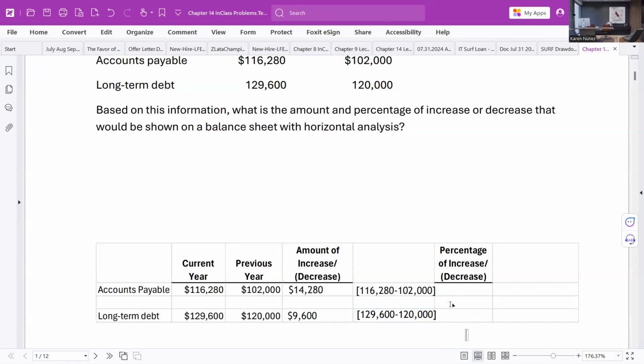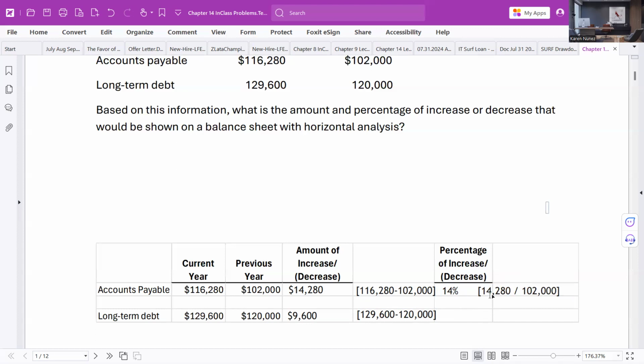Next, we need to know what percentage those numbers represent. What percentage is 14,280 in terms of an increase? When we calculate the percentage increase, all we're doing is expressing this number, 14,280, as a percent of what is called the base year or the previous year, 102,000. I'll do all of that with one copy and paste. So in this case, here we are. It represents a 14% increase.